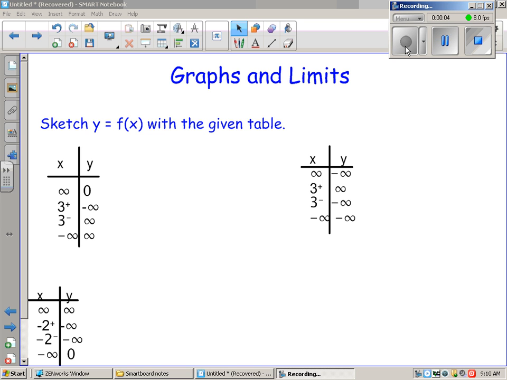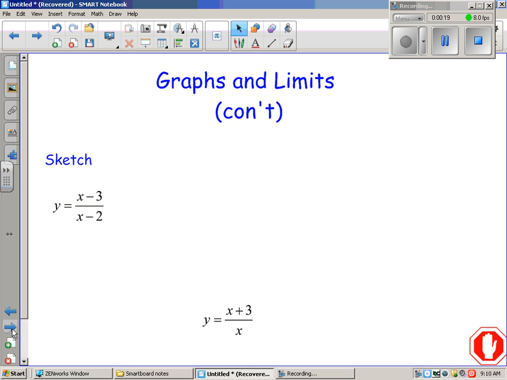All right, so today we're going to talk about graphing with limits. And in particular, what happens when we have an equation such as what you've seen with these limits. Let me just show you a couple of examples of what I'm talking about. Something like (x minus 3) over (x minus 2), or (x plus 3) over x, and so forth.